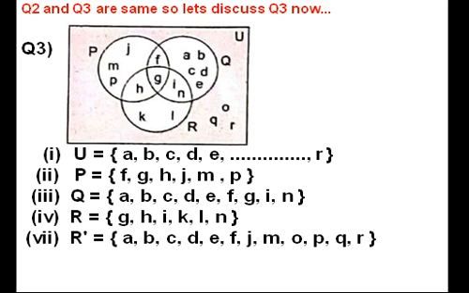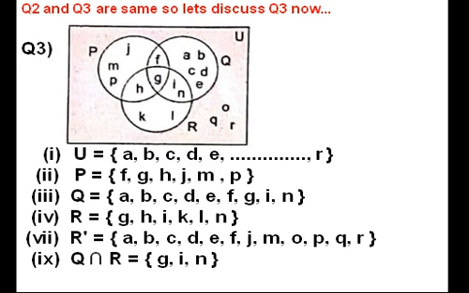Seventh part is the complement of R. So complement of R means whatever is beyond the scope of the circle of R will be taken. Means whatever is there inside the circle of R will be ignored. Rest every element will be taken. So the answer would be A, B, C, D, E, F, J, M, O, P, Q, R. Moving ahead, the ninth part is the intersection of Q and R.